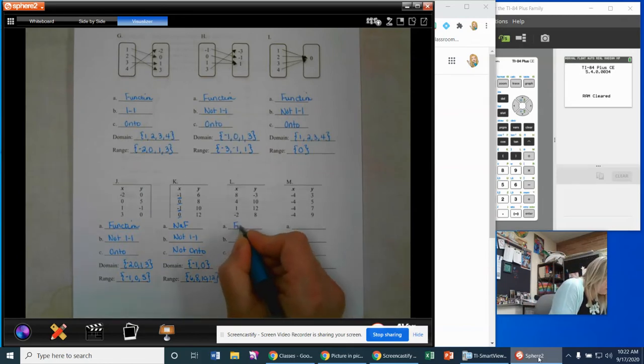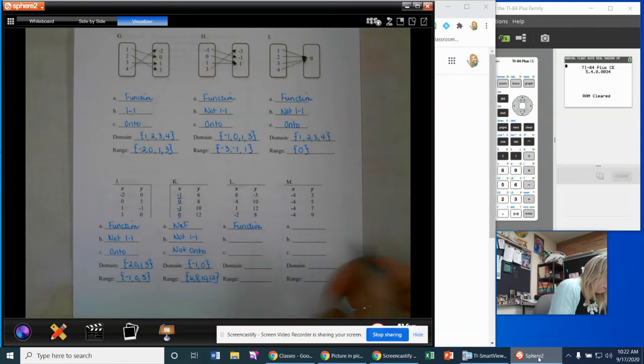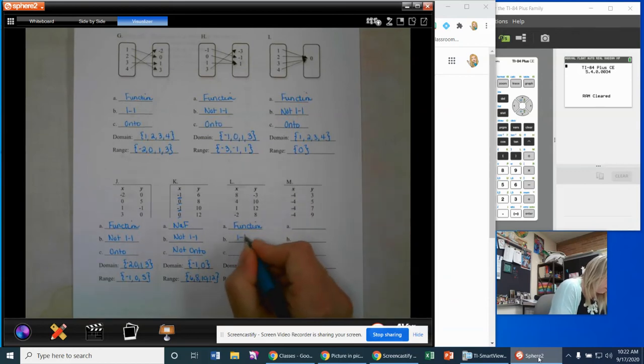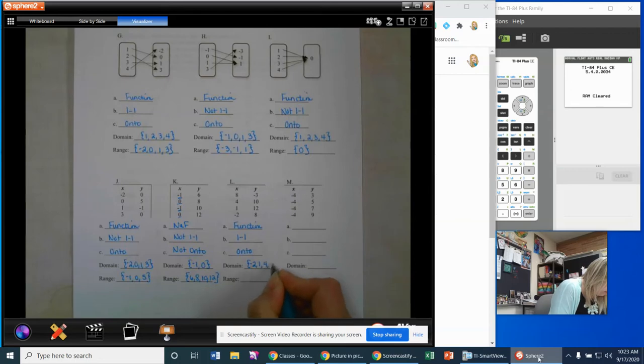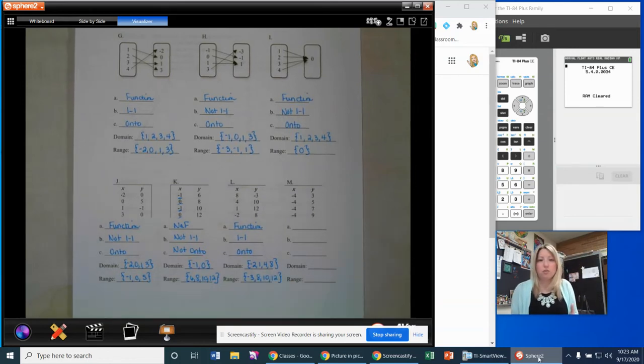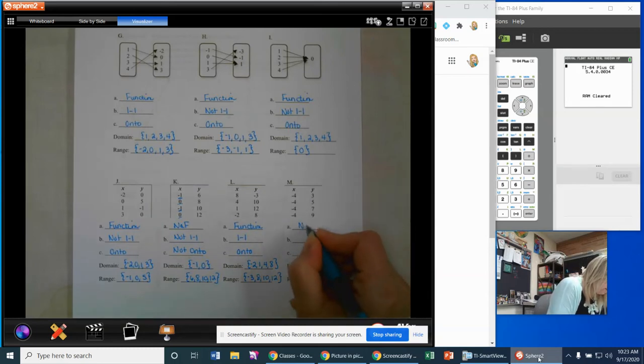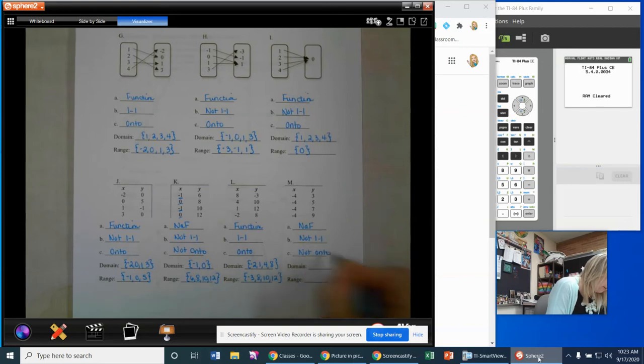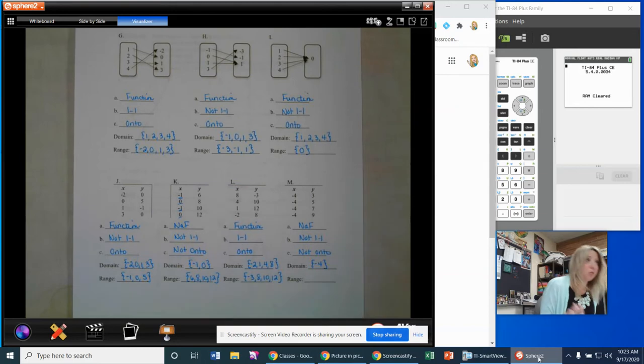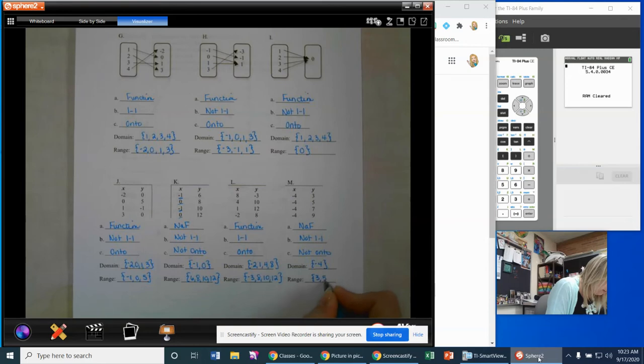Here's a function again. It is one-to-one. It is onto because it's doing everything in the range, right? So we've got our domain and our range. Just listing off. Those are so easy because you're just listing, right? Not a function, so not one-to-one, not onto. Done. Domain is just -4. That's what's making it not a function. Only that x value being used. And this is your range.